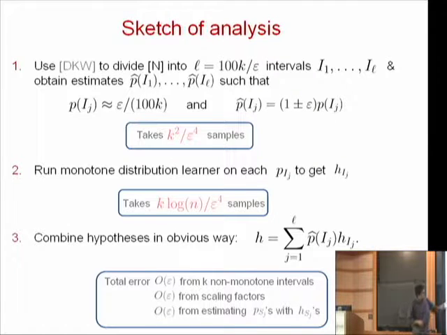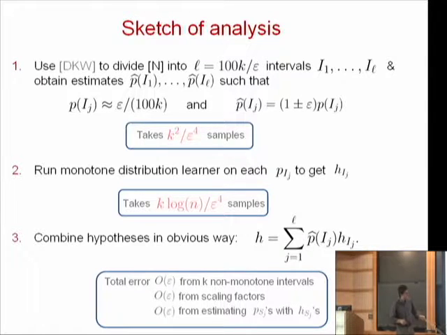In the second phase, we have these 100K over epsilon intervals, and we're going to run our monotone distribution learner on each one of them. And if you remember, our monotone distribution learner costs us, sorry, this should be a capital N, log n over epsilon cubed samples to run it. And we're running it k over epsilon times. So our learning phase over here is going to cost us k log n over epsilon to the 4th samples. Okay? And these two terms are the sample complexity of this algorithm.